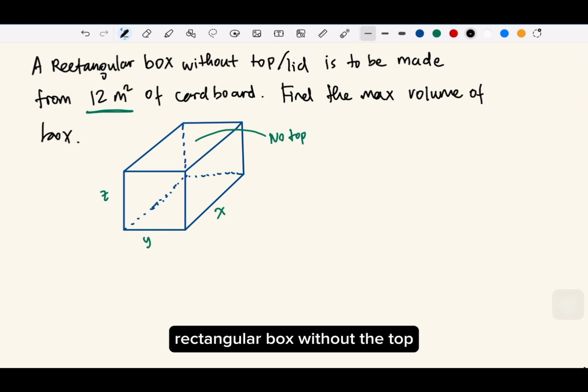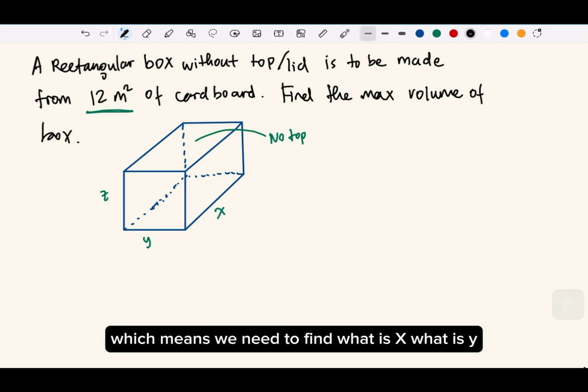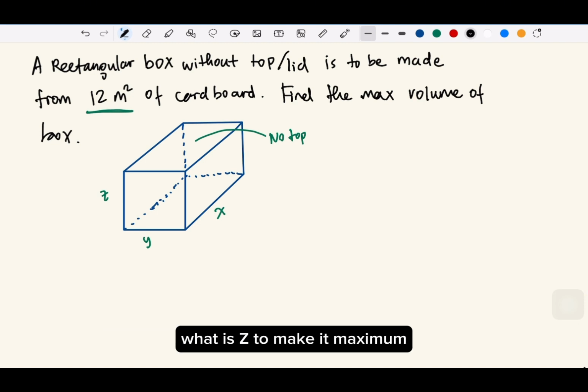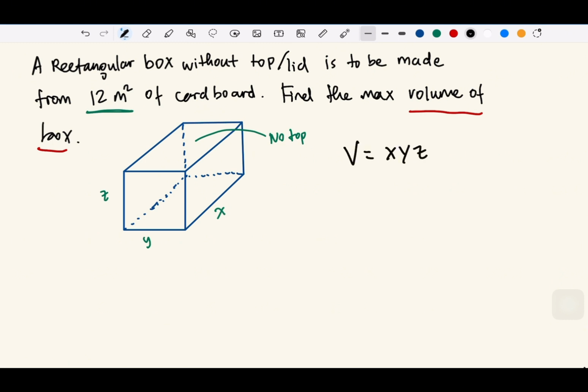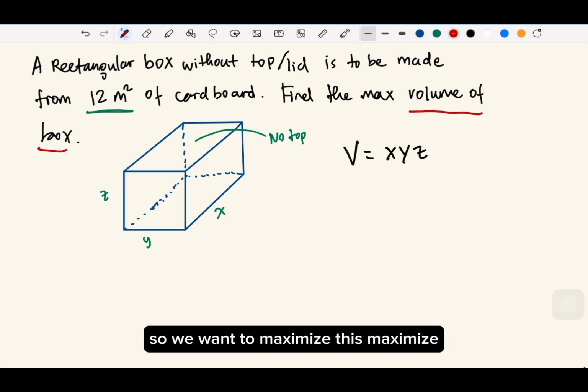A rectangular box without the top. We are going to make that, and we have a restriction of 12 meters squared for the cardboard. So we are going to make the design, and we want to know what is the maximum volume. Which means we need to find what is x, what is y, what is z to make it maximum. Since the volume is our goal, first we write the volume is xyz. So we want to maximize this, okay?